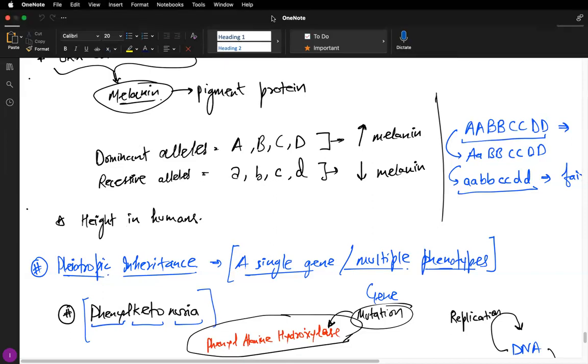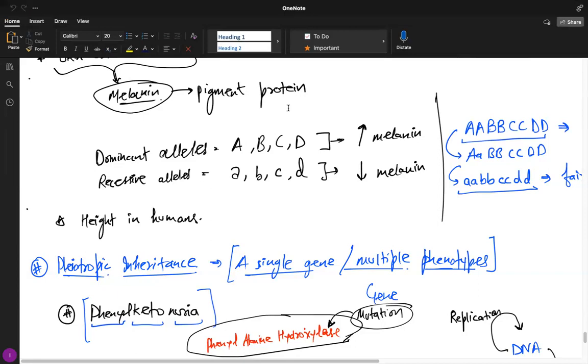Oh, I think I got a chat. Aisha says milk and egg production in animals. So milk and egg production is not a character. It's like producing tears and producing saliva. It's not a character, it's a process. I'm not sure about the process of milk production, whereas polygenic inheritance in that.